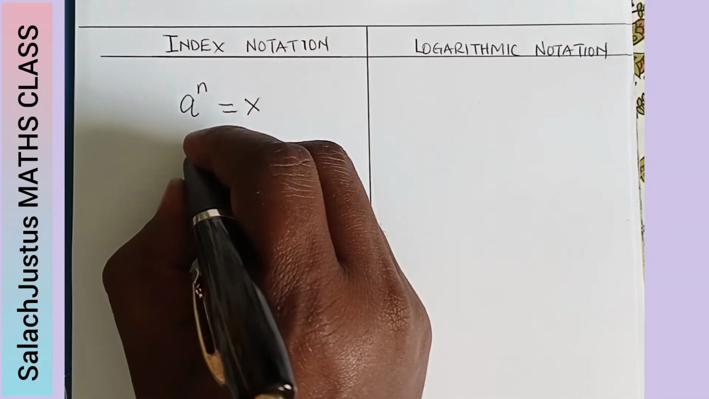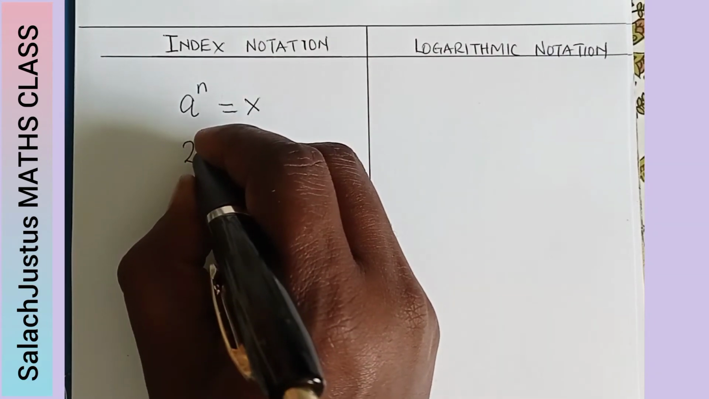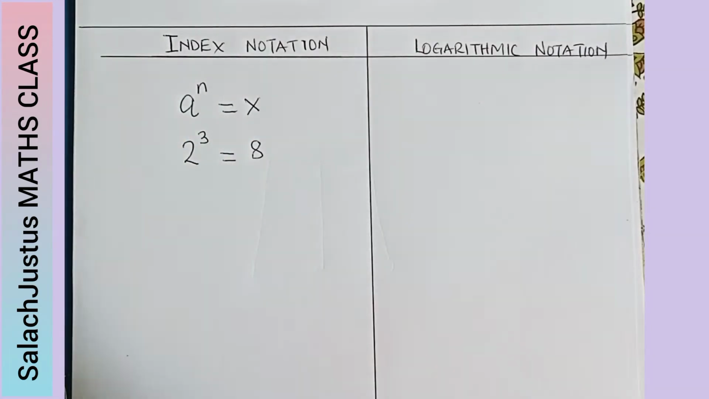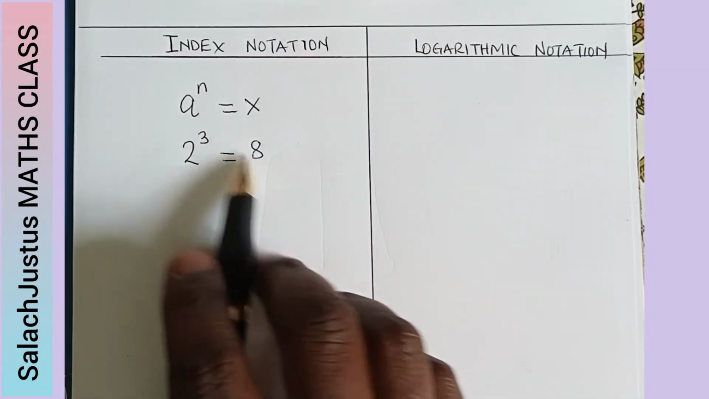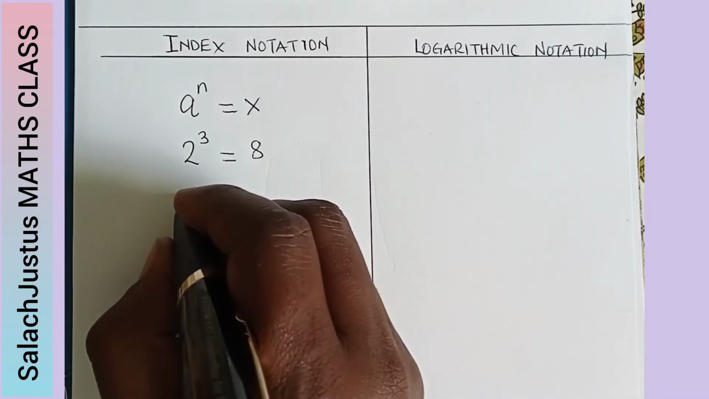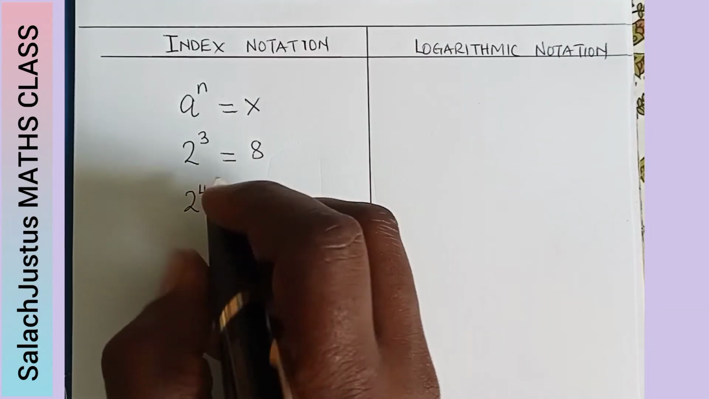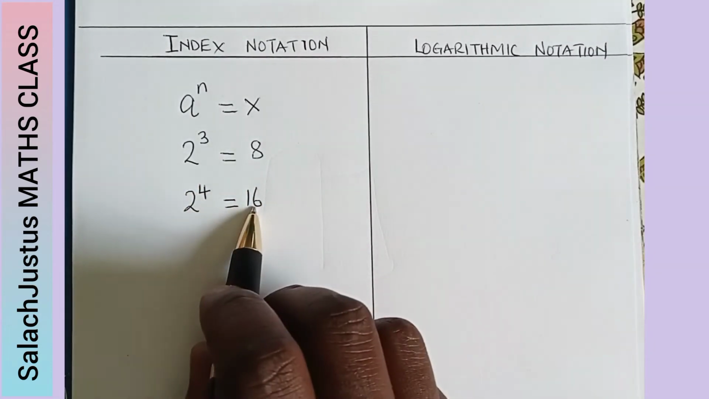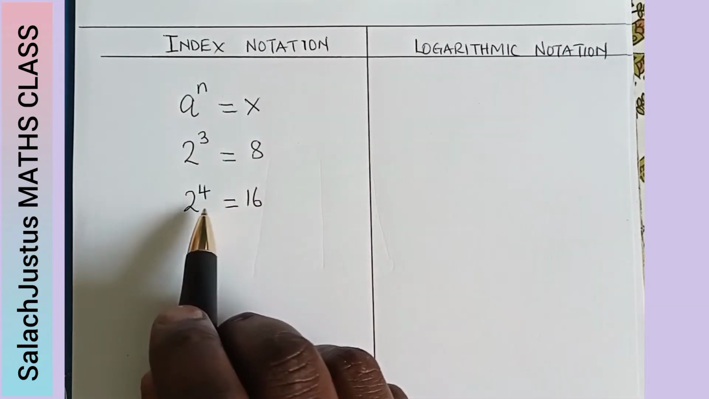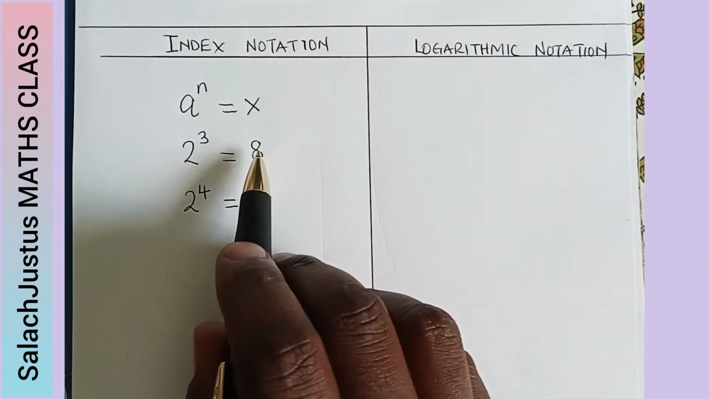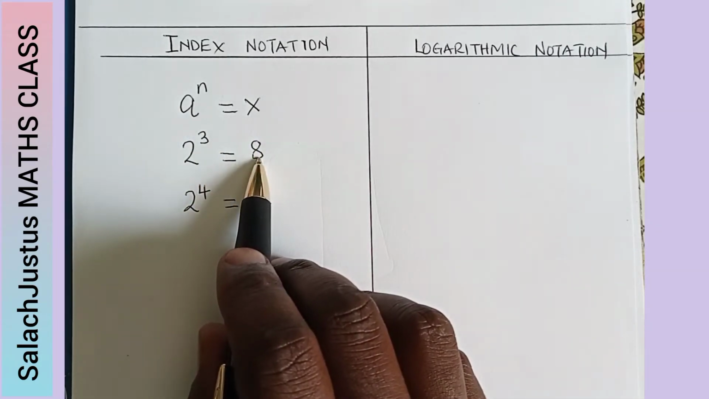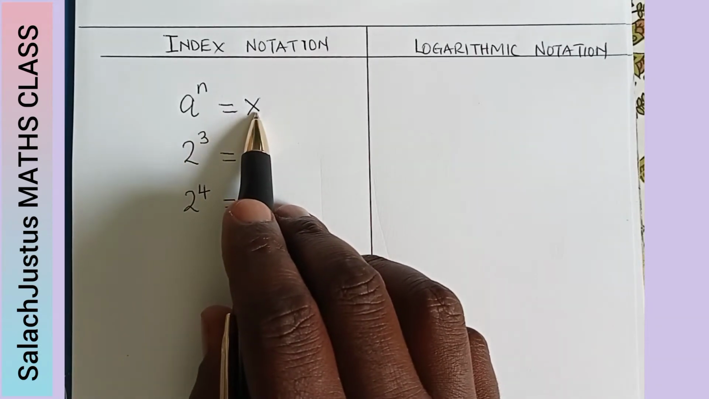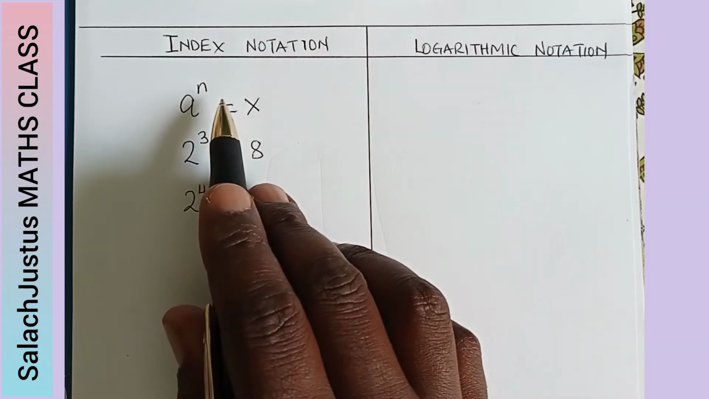Let's consider a number like 2 raised to power 3. This 2 raised to power 3 is usually written as 8. So 2 raised to power 3 is 8. Let's consider 2 raised to power 4 is 16. So we are writing a number 16 as an index notation of 2 raised to power 4. Writing number 8 as index notation is 2 raised to power 3. Writing x as an index notation is maybe a raised to power n.